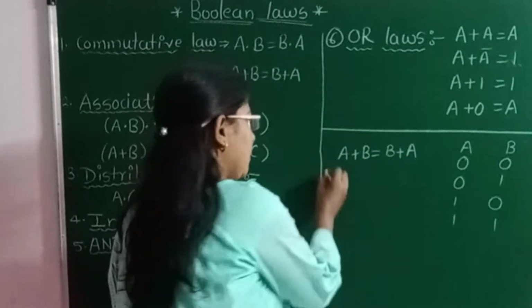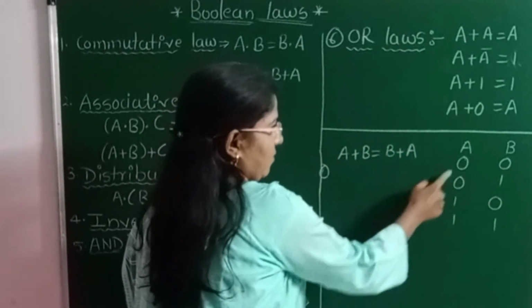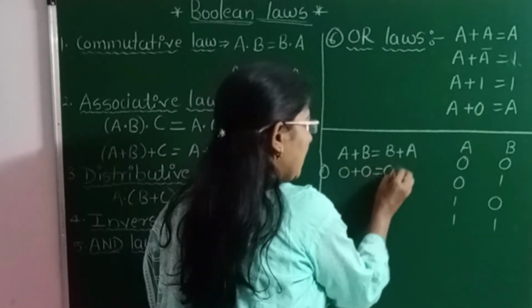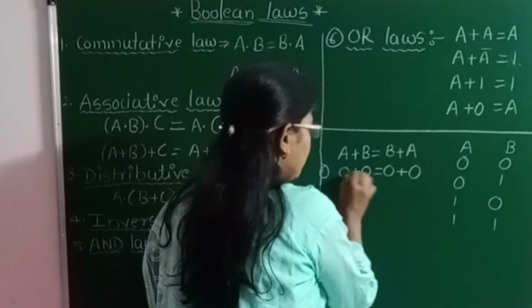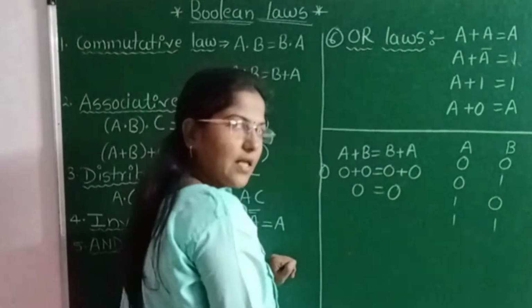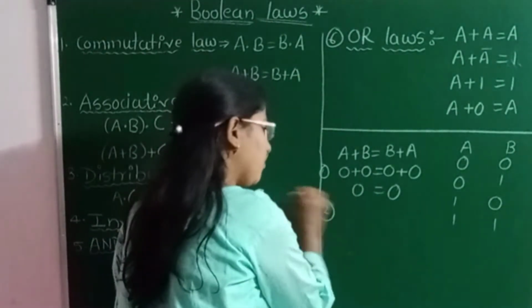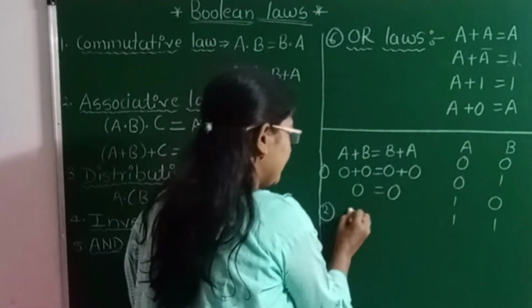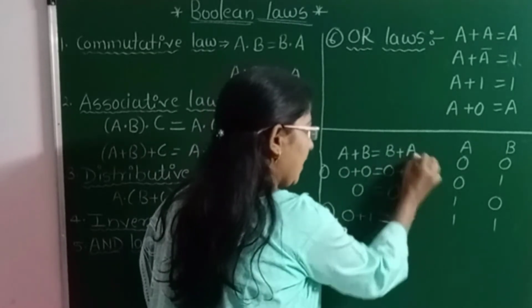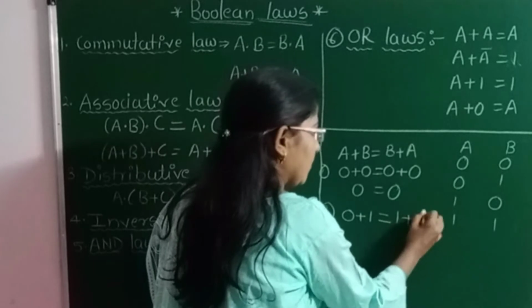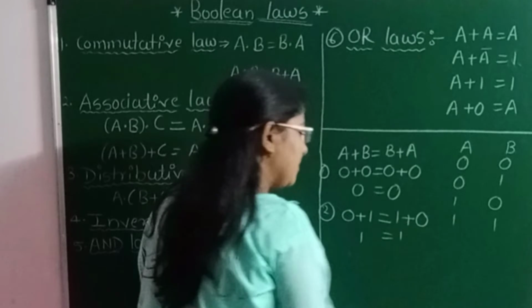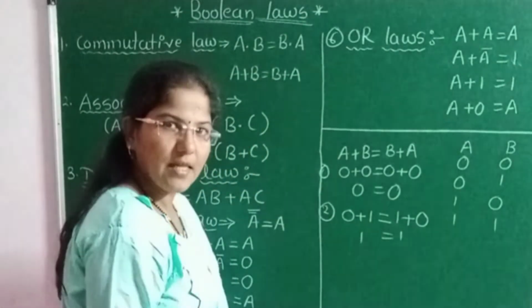Now see the first combination where A is 0, B is 0. Here B is 0, here A is 0. So 0 plus 0 is 0, equal to 0 plus 0, 0. So both the sides are equal. Now consider the second input combination. A is 0, B is 1. Here put the value of B, it is 1. A is 0. So 0 plus 1 is 1, and 1 plus 0 is 1. So again, both the sides are equal.